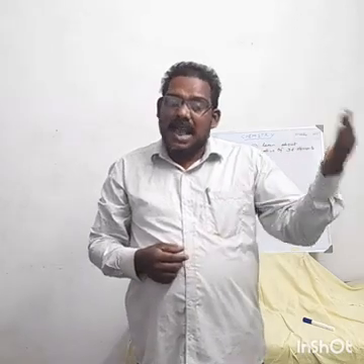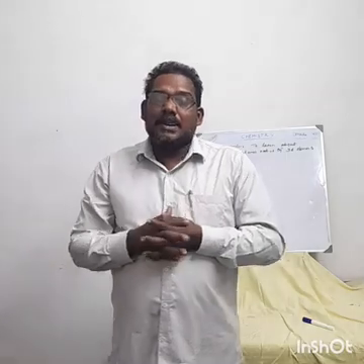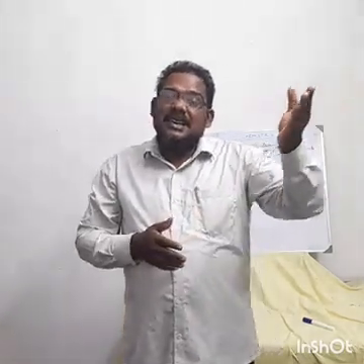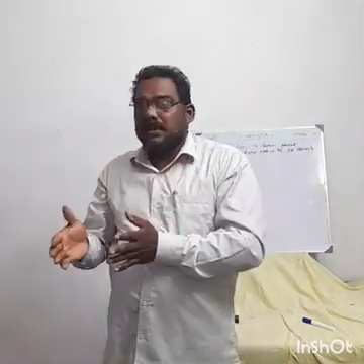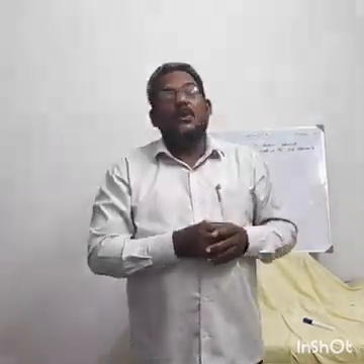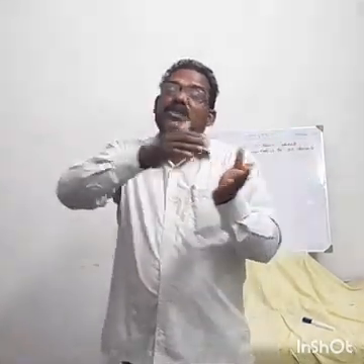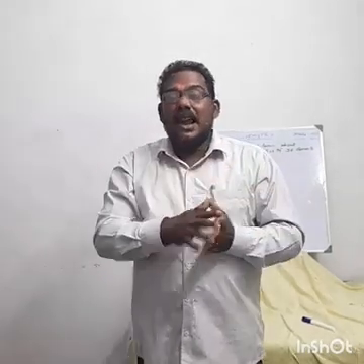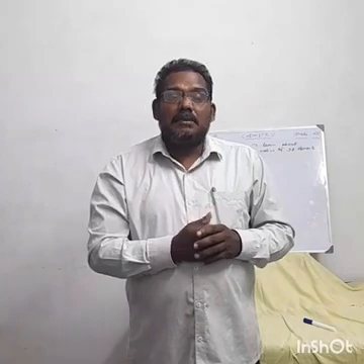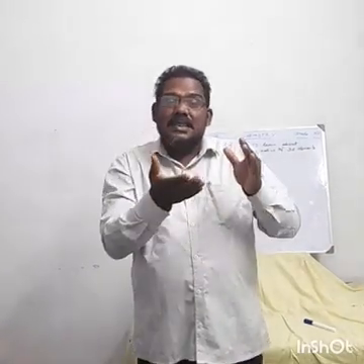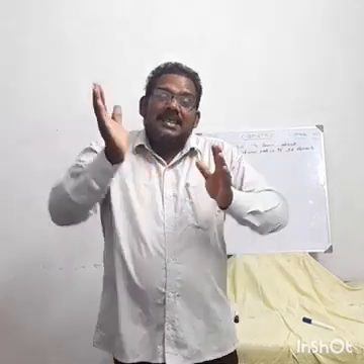From scandium, atomic number 21, to vanadium, atomic number 23, the size decreases. From chromium, atomic number 24, to copper, atomic number 29, the size is almost constant. And for zinc, atomic number 30, the atomic size slightly increases.